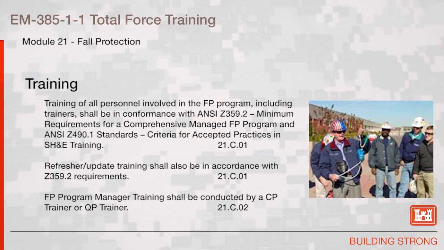Training. Training of all personnel involved in the fall protection program, including trainers, shall be in conformance with ANSI Z359.2 minimum requirements for a comprehensive managed fall protection program and ANSI Z490.1 standards, criteria for accepted practices in SH&E training. Refresher and update training shall also be in accordance with Z359.2 requirements. Fall protection program manager training shall be conducted by a competent person trainer or a qualified person trainer.